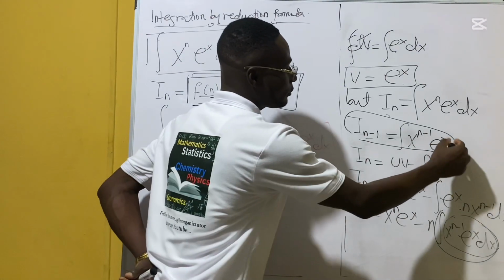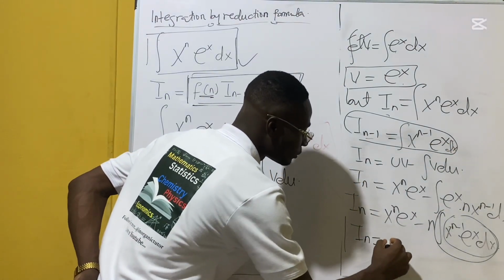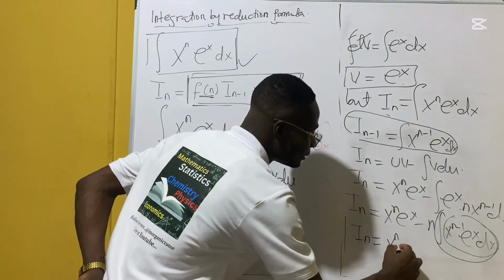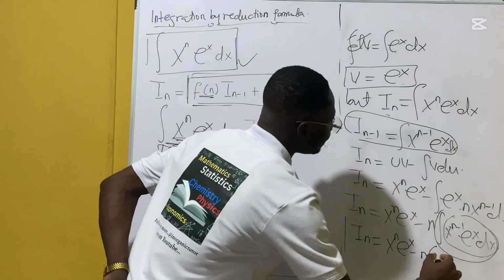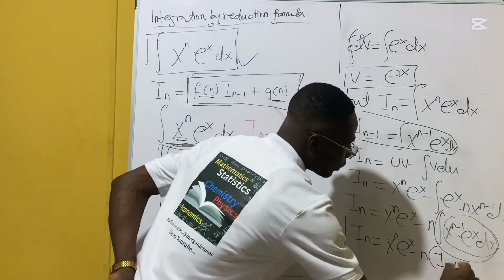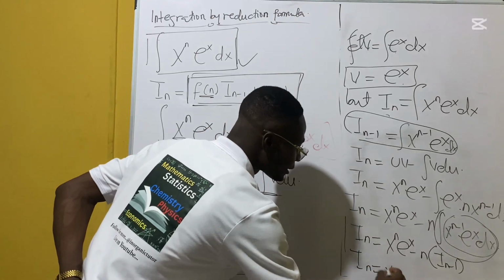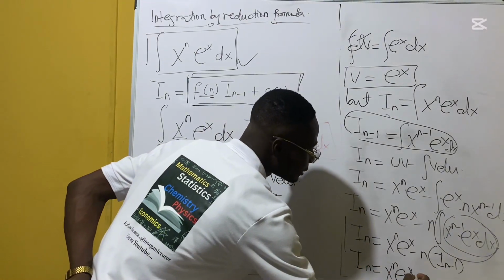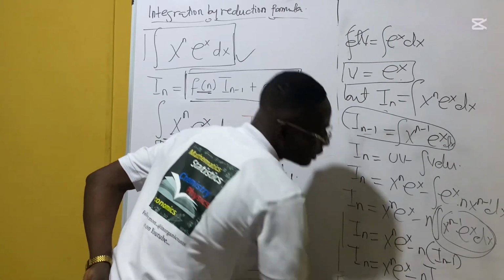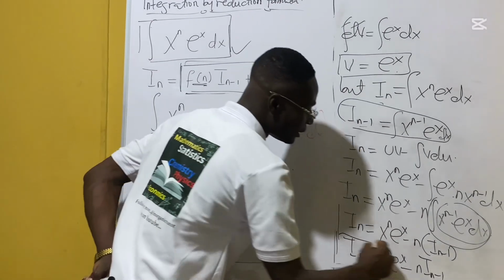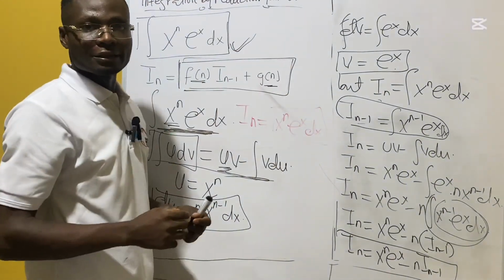So we have our I_n now equal to x^n e^x minus n multiplied by I_(n-1). So I_n is equal to x^n e^x minus n I_(n-1). And that becomes the reduction formula for this particular complex integrand.